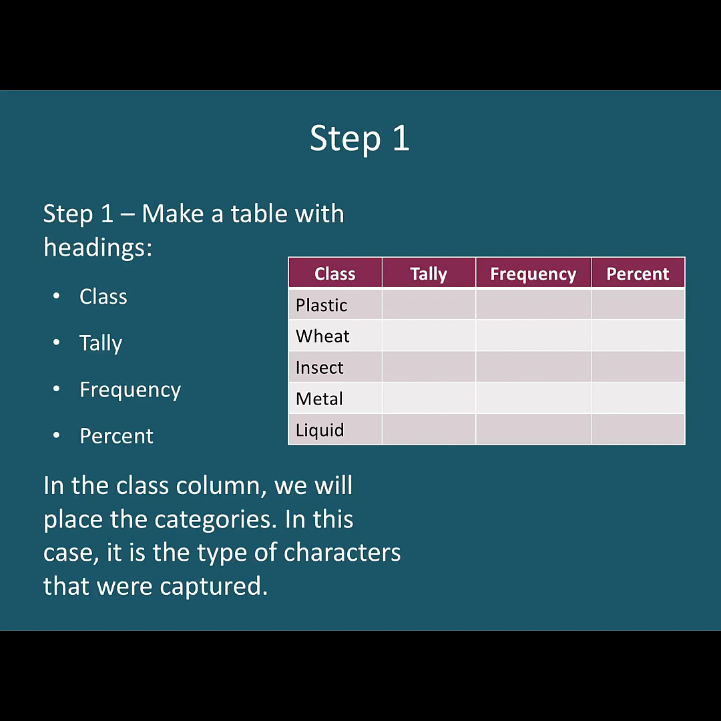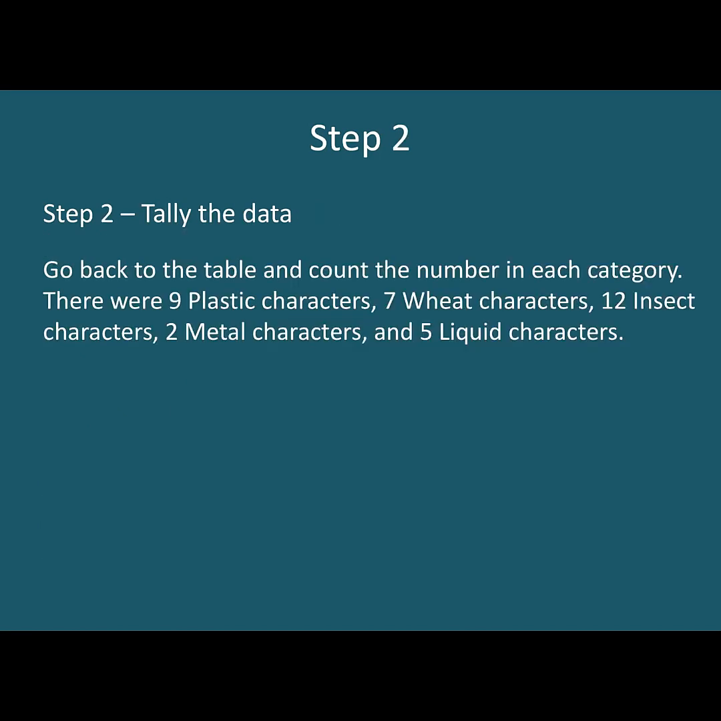In the class column, we will place the categories. In this case, it is the type of characters that were captured in the game. Now, let's go back to the table and count the number of characters in each category. When we go back, you will see that there were 9 plastic characters, 7 wheat, 12 insect, 2 metal, 5 liquid.